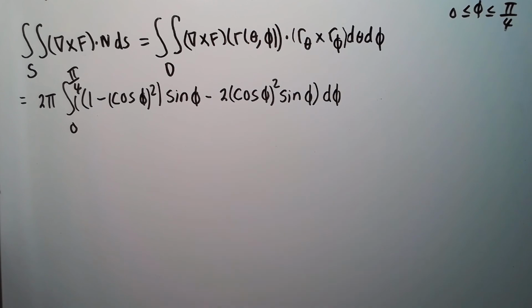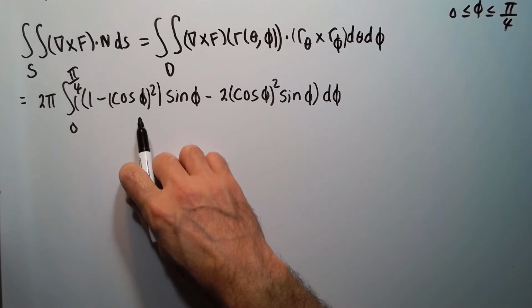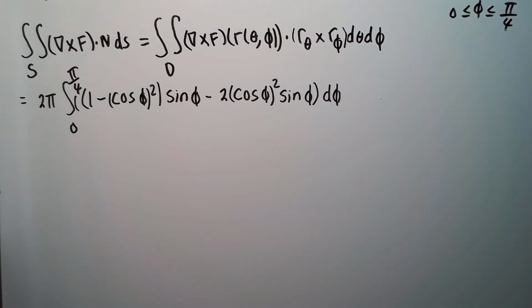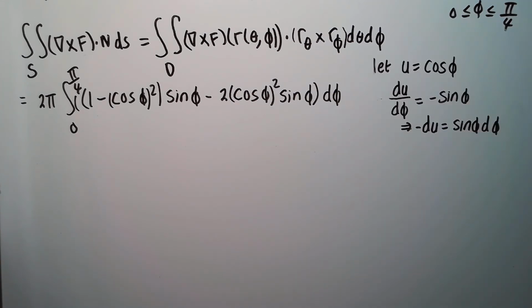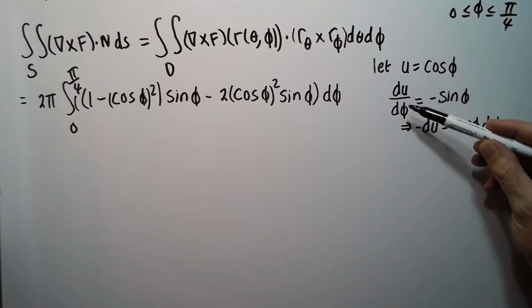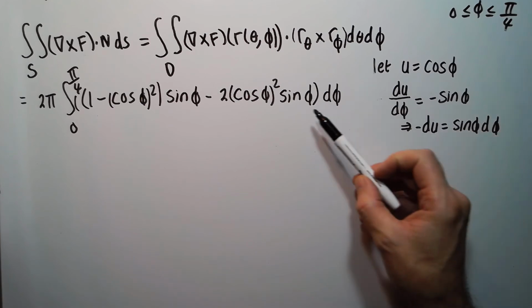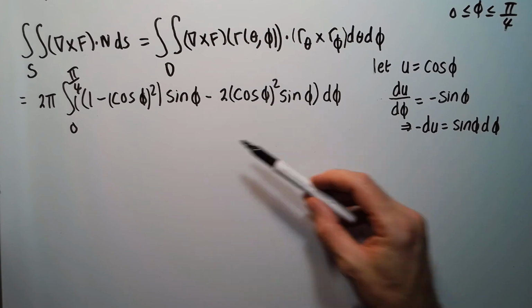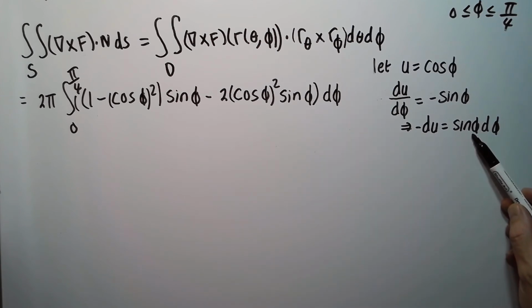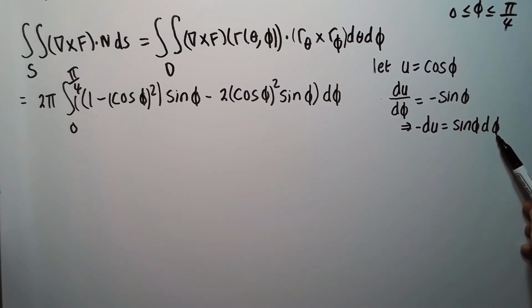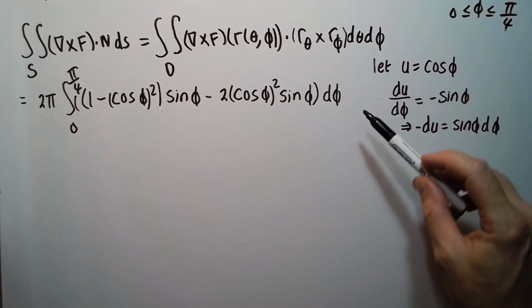Okay, so I wrote it up here. Now I'm going to make a u substitution. I'm going to let u equal cosine of phi. So letting u equal cosine phi, then du is going to be minus sine phi d phi. Then solving for negative du, because I have sine phi d phi here and here, negative du would be sine phi d phi.